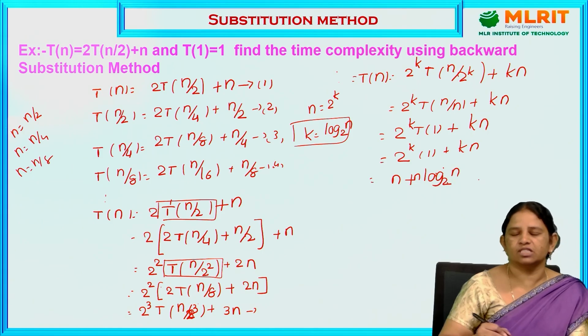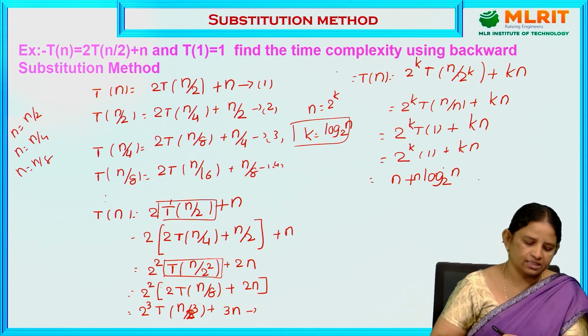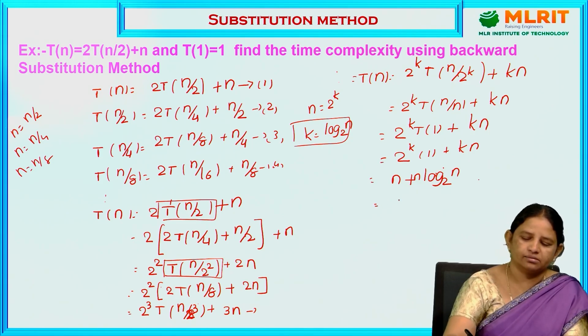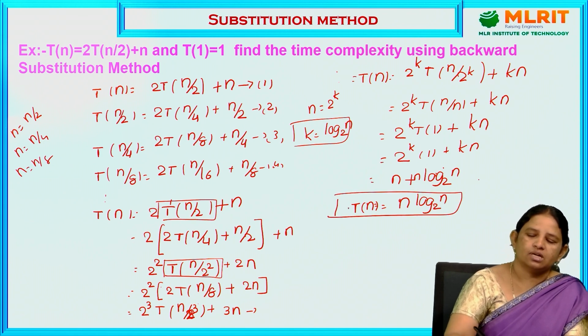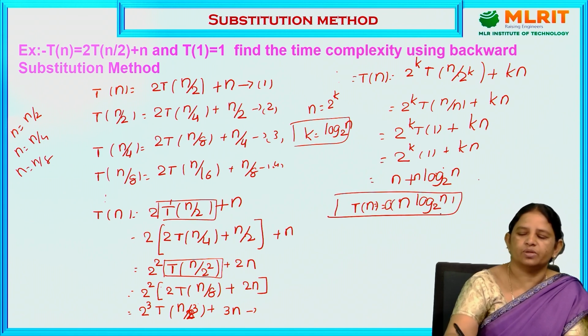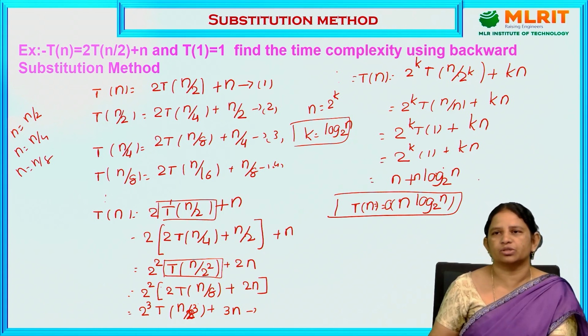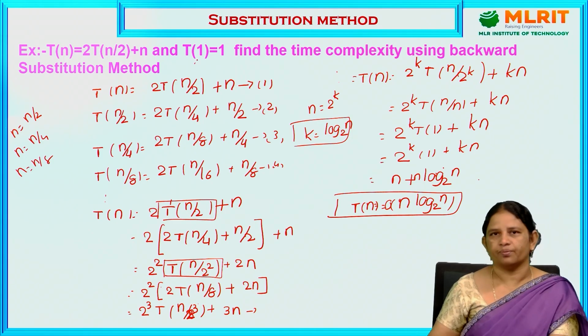So which is the highest term? n log n is the highest term, so we are going to consider n log n. The time complexity T of n equals n log n base 2. The time complexity is always measured in big O notation. Big O of n log n base 2 is the time complexity for the given recurrence relation.